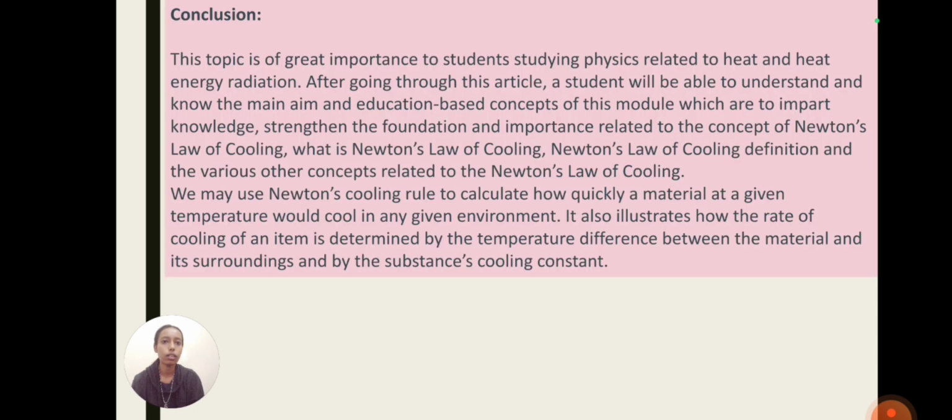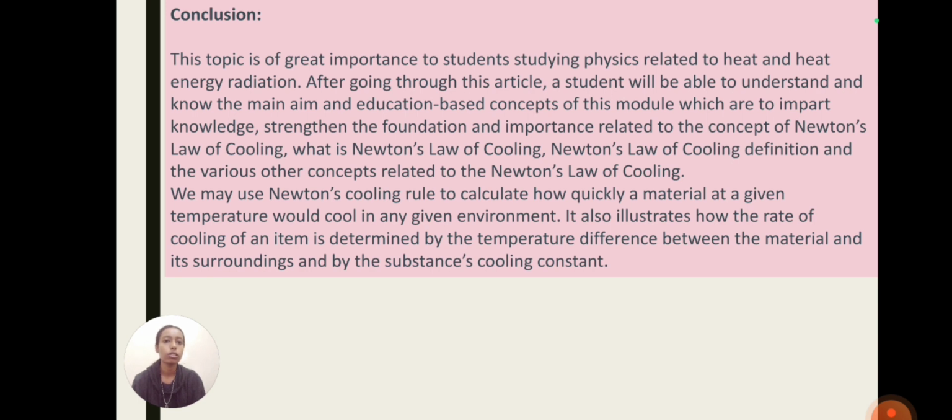Conclusion: this topic is of great importance for students studying physics related to heat and heat energy radiation. After going through this article, a student will be able to understand the main aim and basic concept of this model, which are to impart knowledge, strengthen the foundation and importance related to the concepts of Newton's law of cooling. What is Newton's law of cooling? Newton's law of cooling definition and the various other concepts related to Newton's law of cooling.